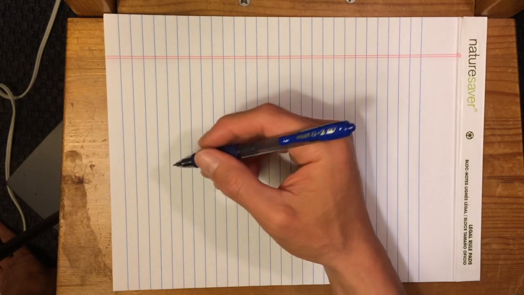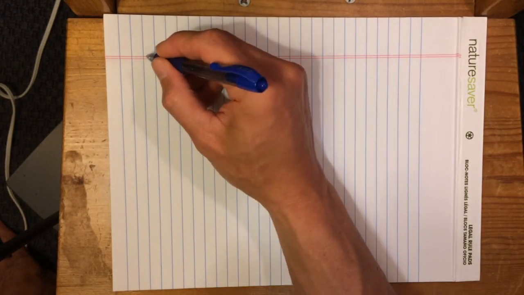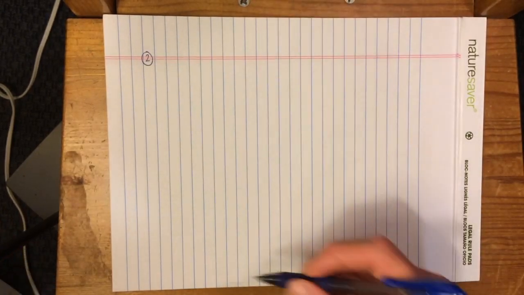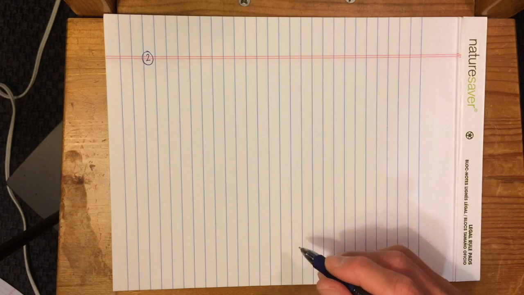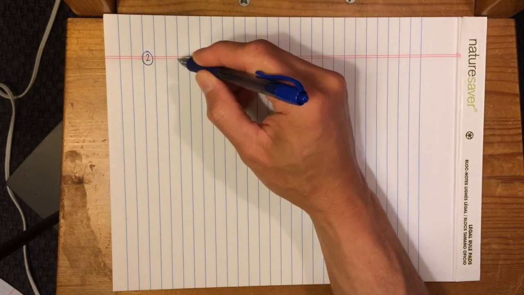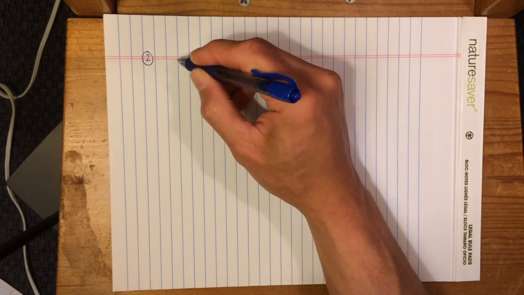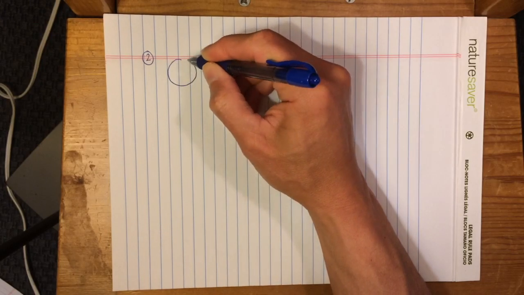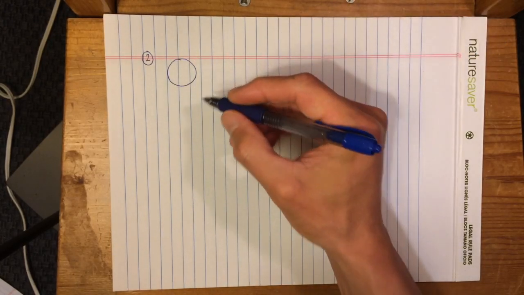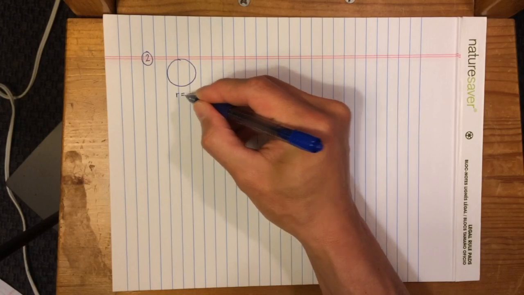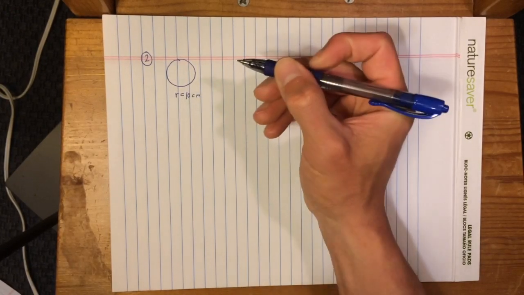So problem 2 has a conducting sphere of radius 10 centimeters. I may as well draw something. So here's my conducting sphere. I'll say the radius is 10 centimeters.